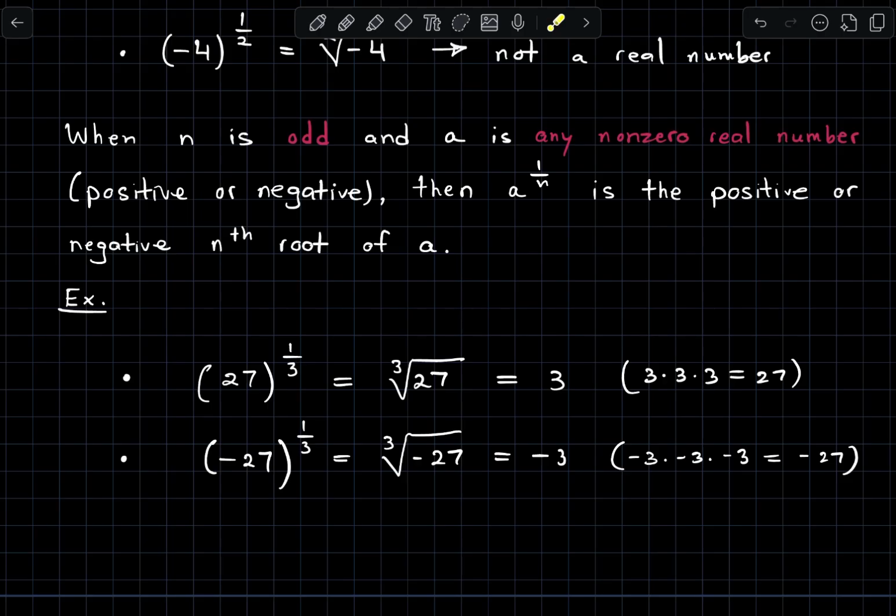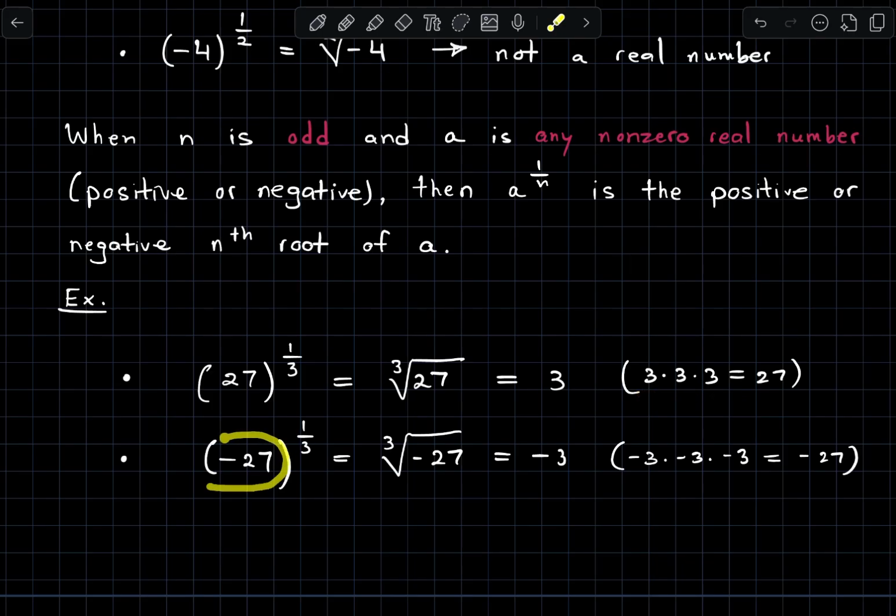You could have something like 27 raised to the 1/3 power. This is the same thing as saying the 3rd root or the cube root of 27, which is 3. The reason being 3 times 3 times 3 is 27. But this also works now because this is odd. The nice part is, we're multiplying 3 numbers. So we can actually obtain a negative. Let's see how that works.